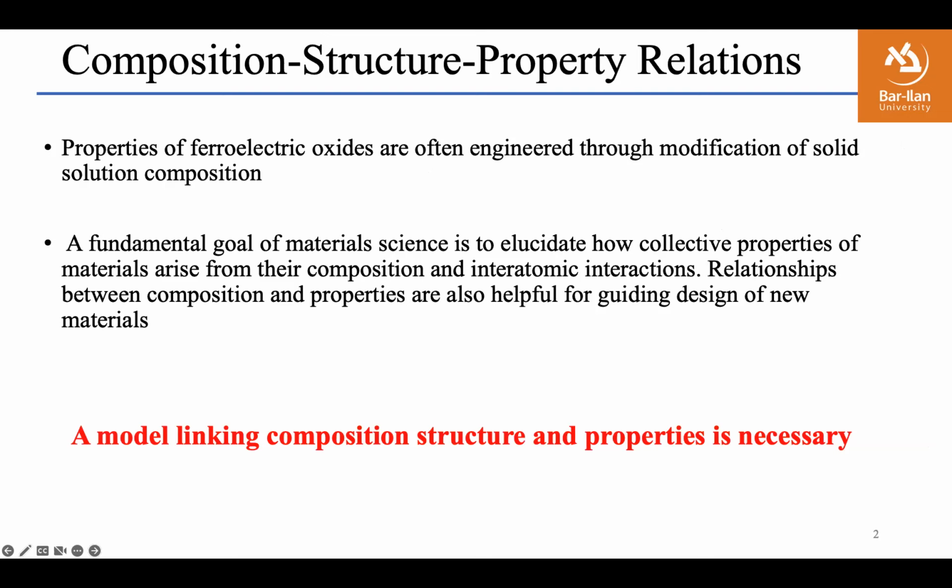So this conference is organized by Materials by Design, and one of the means of design is to change the composition. The fundamental goal of material science is to understand how the composition of a material relates to structure, and then how the structure relates to properties. Besides this fundamental point, in terms of applications, if you know the relationship between the composition and structural properties, it's very helpful for the design of new materials. So we need some way to link the composition, structure, and properties.